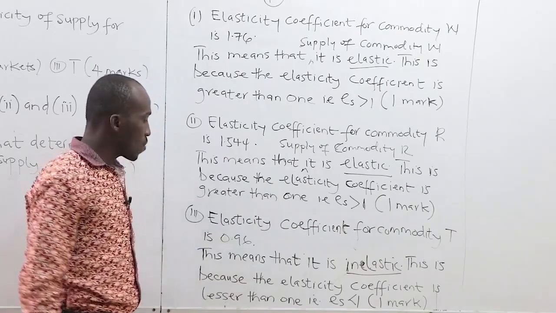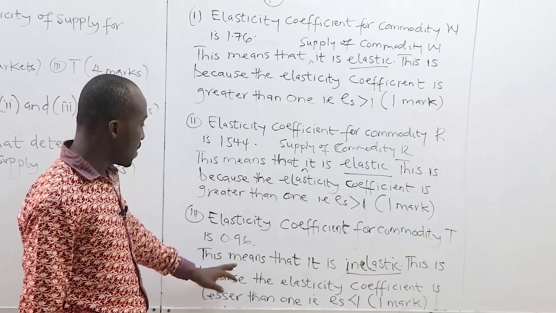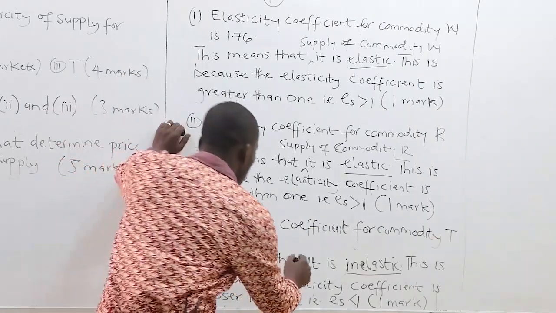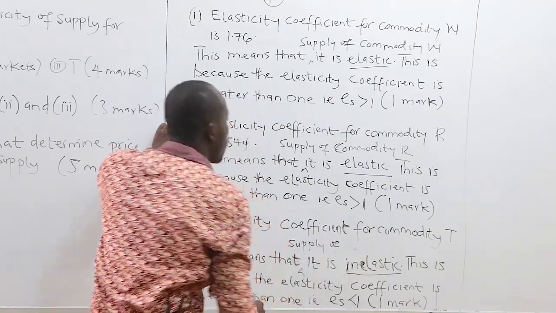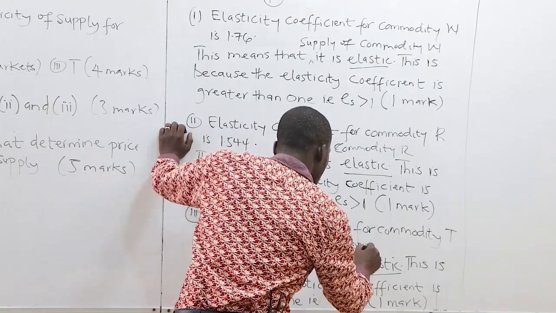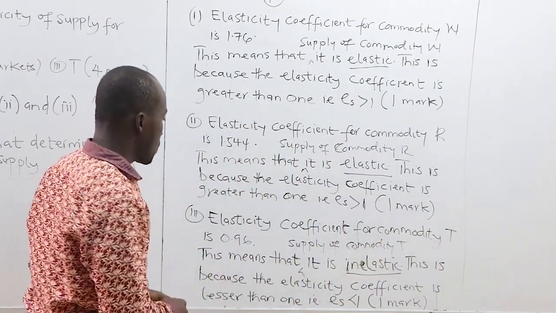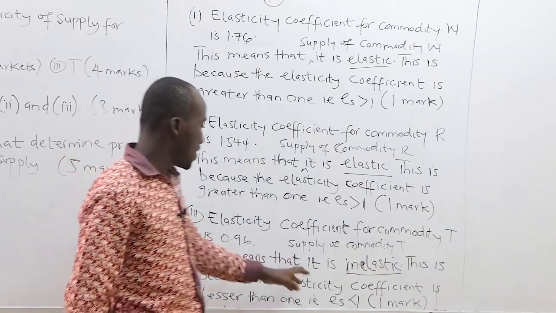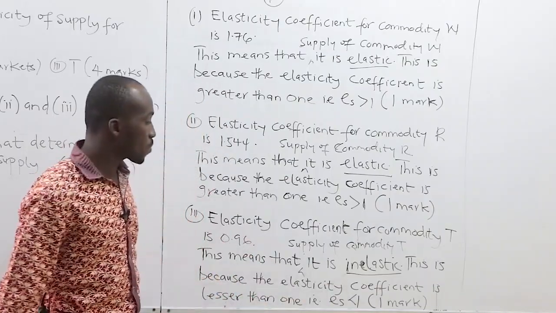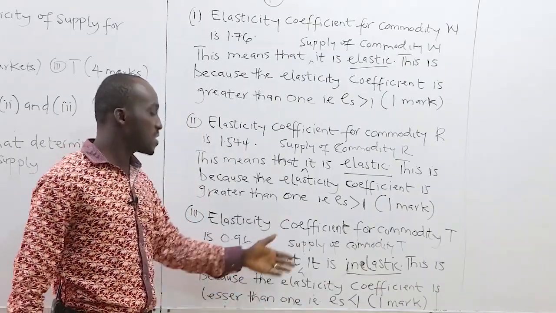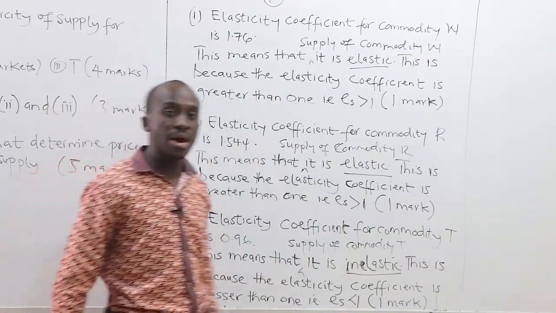What about the next commodity? The elasticity coefficient, the answer we got, was 0.96. This means that the supply of the commodity is inelastic. This is because the elastic coefficient is less than 1, right? The elastic coefficient is less than 1, so it means what? It's inelastic. 1 mark, 1 mark, 1 mark, 3 marks.